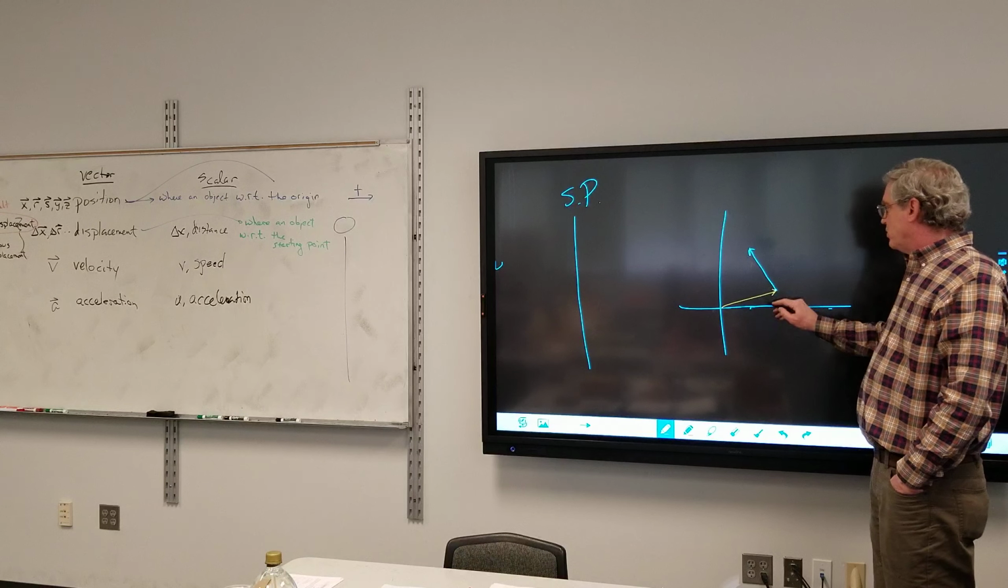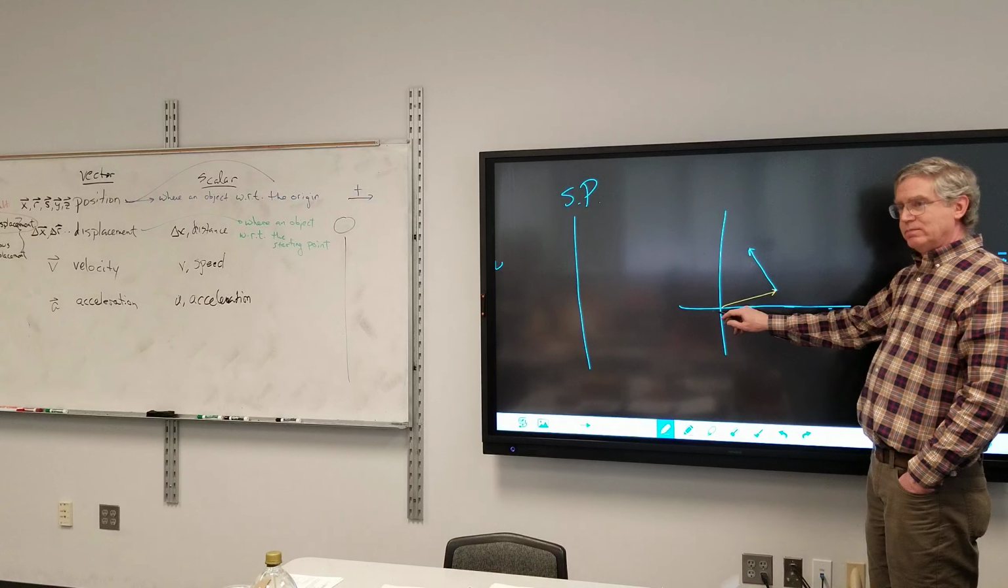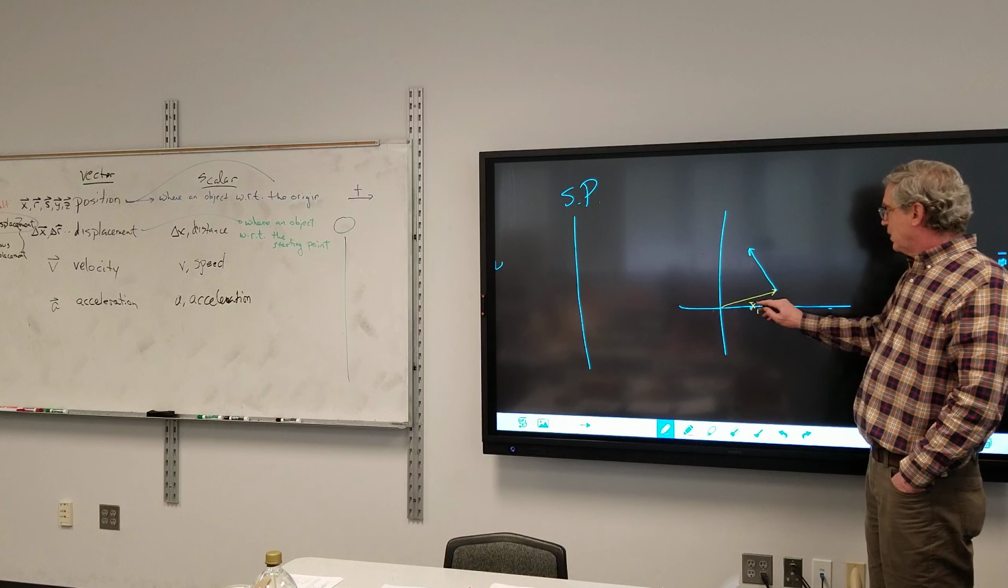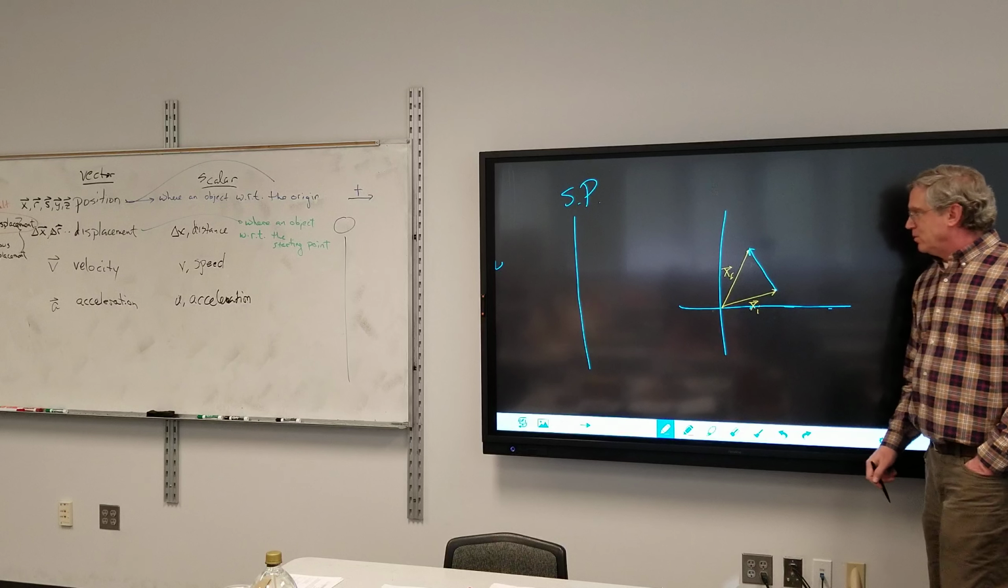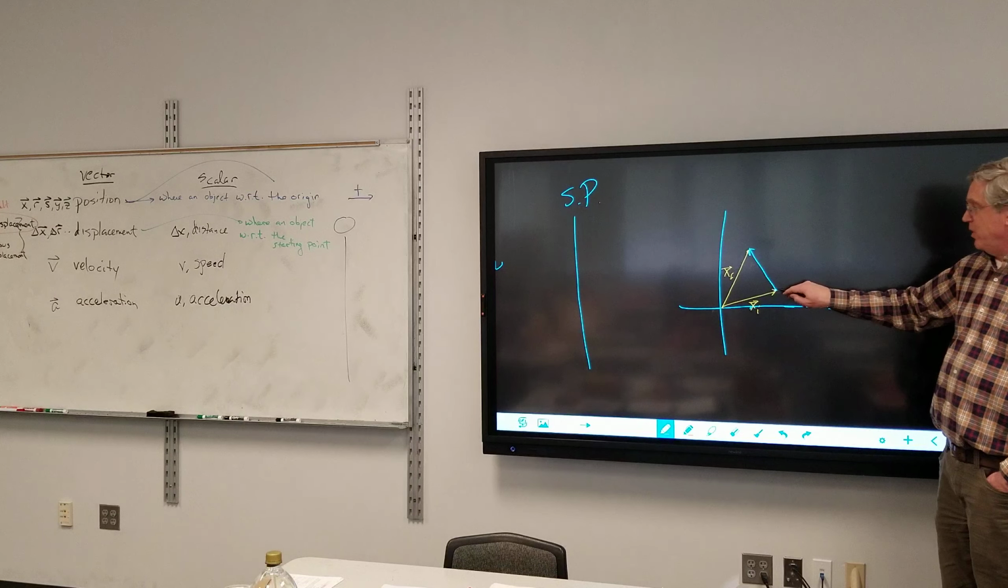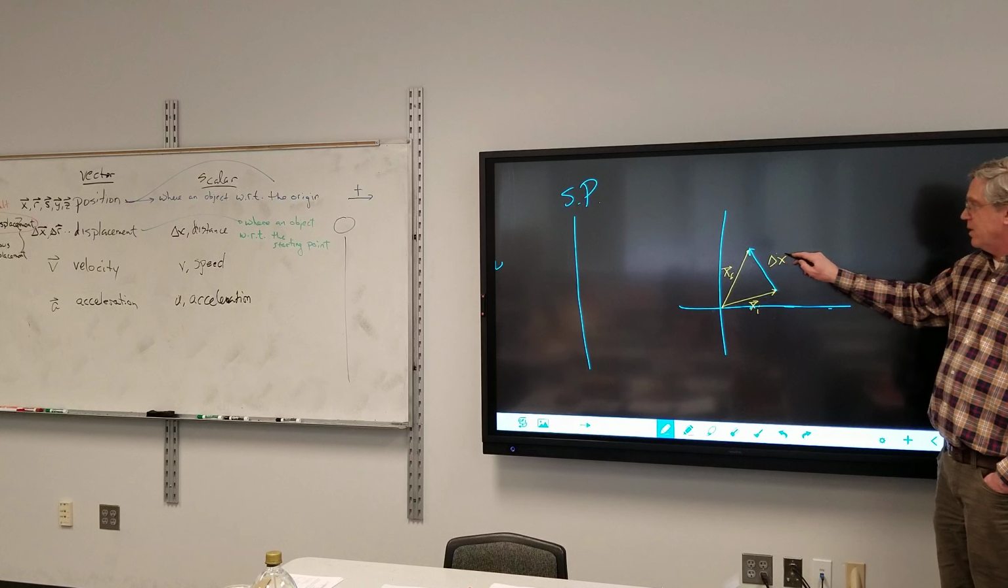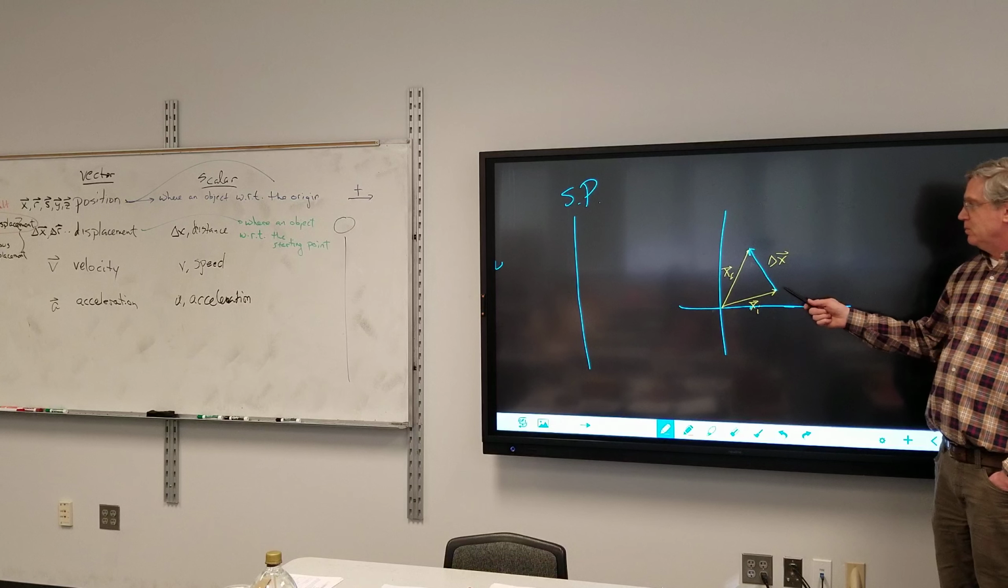This is my initial position right here, where I am relative to the origin. That's my final position there. So my displacement is where I am relative to this part. So my displacement is there.